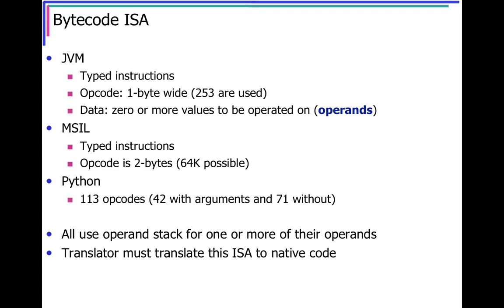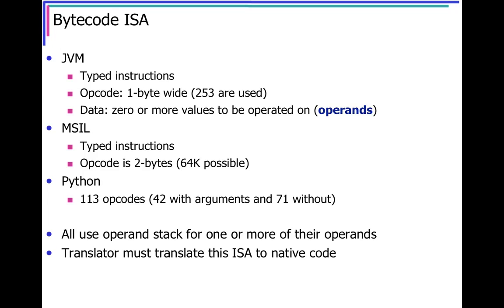Typically, this is done using a bytecode format. As we talked about in the past, the Java Virtual Machine uses a bytecode format. Its instructions are typed. Their opcodes are 1 byte in width. That means there are 255 possible, 253 of which are currently used. The remaining part of the instruction is 0 or more values that are going to be operated on, and these are the operands. These are variable length instructions, and much of the operand information can be left off because we're using a virtual operand stack in order to perform our operations. This keeps the code really compact.